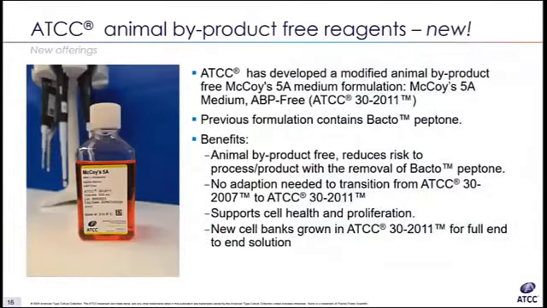As I just mentioned, we are excited to announce our reformulation of McCoy's 5A. The new formulation is the same as the previous, but with the removal of bactopeptone. This new medium is being called McCoy's 5A medium, ABP-free, with catalog number 30-2011. This new formulation has quite a few added benefits compared to the previous formulation, such as reduced risk to process and product due to the removal of animal byproducts.